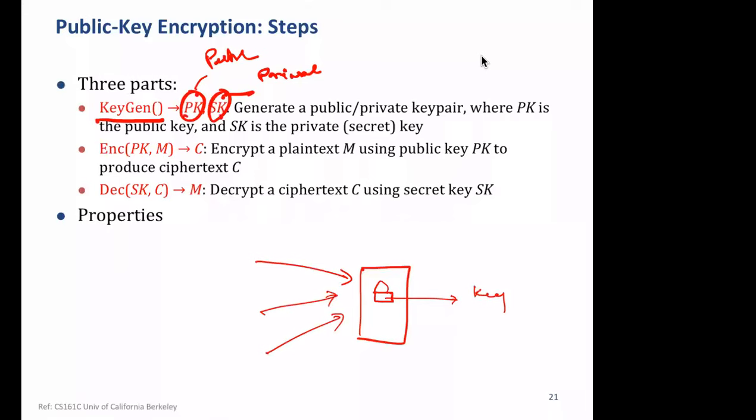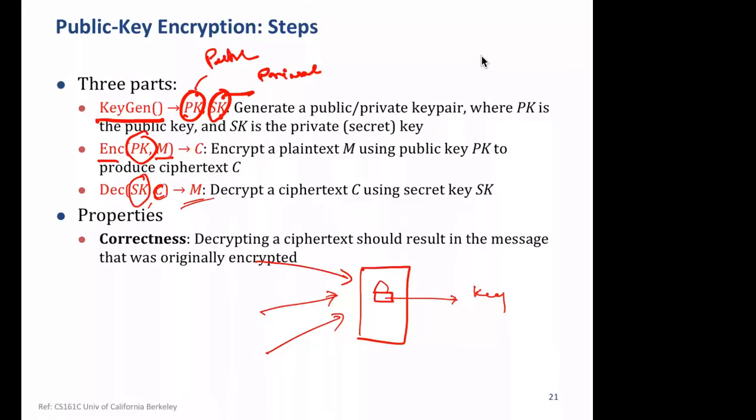Okay, and then the second step is to encrypt message M using the public key of the recipient. The next step is that to decrypt this message, the recipient uses the secret key or private key, and then this ciphertext that he or she has received, to get the value of the message.